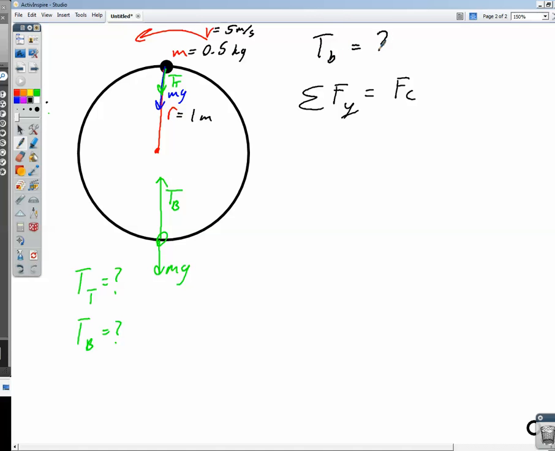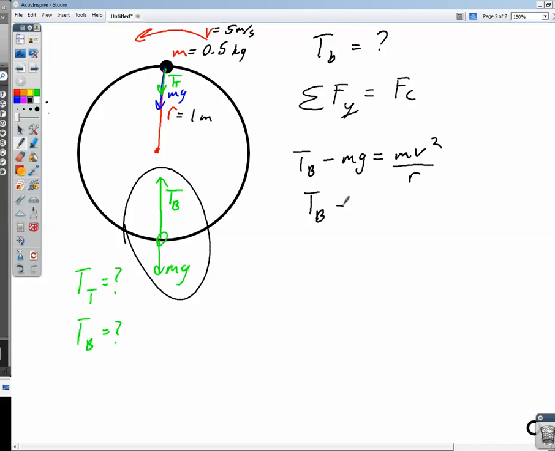At the bottom, we've got this free body diagram here, so we still have the sum of the forces in the y direction. Let's go ahead and call upward our positive direction this time. So we've got TB minus mg is equal to mv squared over r. And solving for TB, we end up with mv squared over r plus mg.